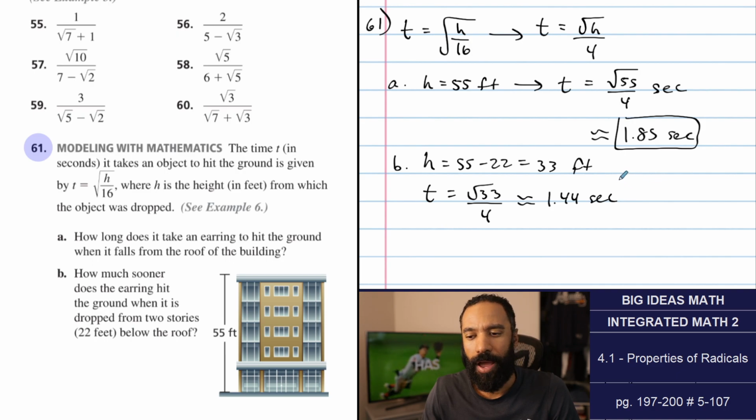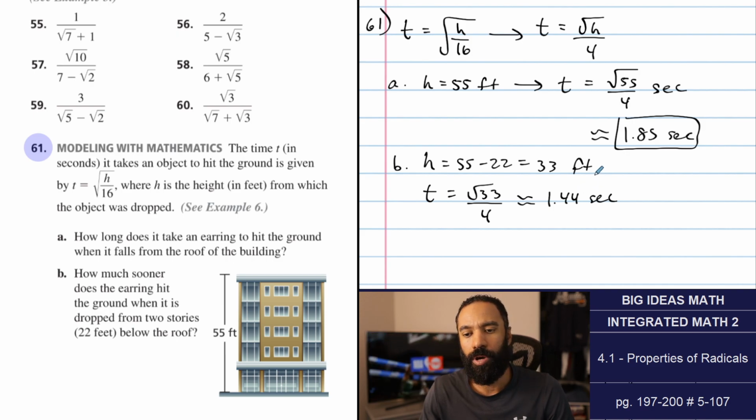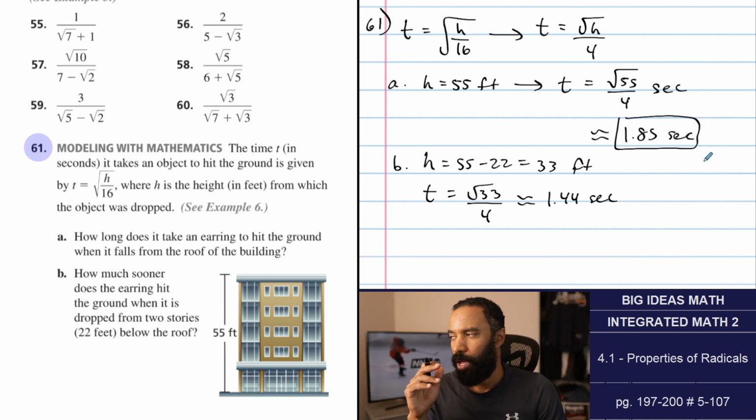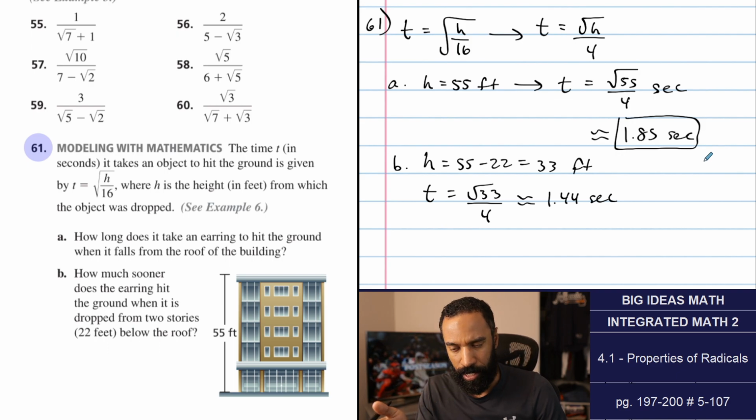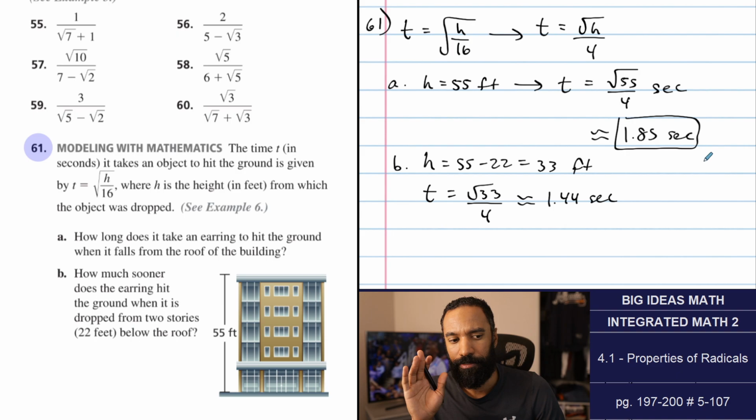1.44 seconds. Now, I'm rounding early, and I feel bad on this because, listen, this isn't the answer. They said how much sooner does it hit the ground. Listen, I could have done one of two things here. I could have done what I just did, but I'm not done because now I have to take the difference. Wait a second.